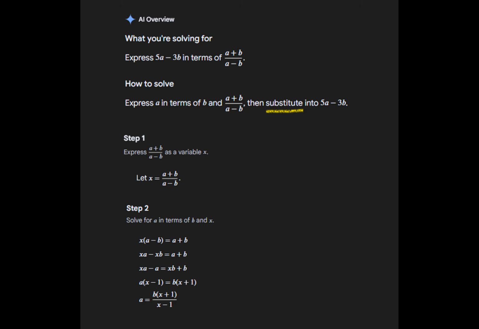In step 1, let x equal a plus b over a minus b. Step 2: solve for a in terms of b and x. We can use straight up algebra to do that. See that? It ended up as a equals b times the expression x plus 1 over x minus 1.